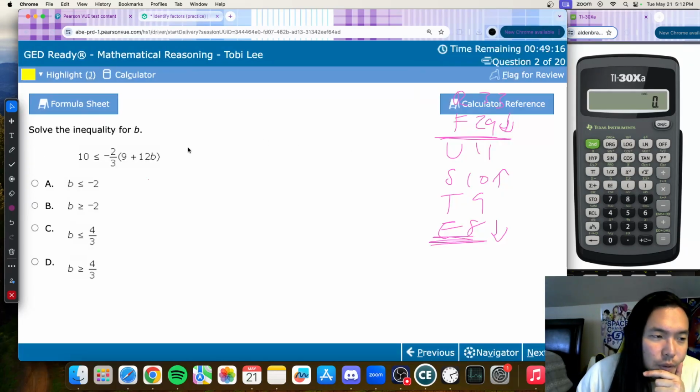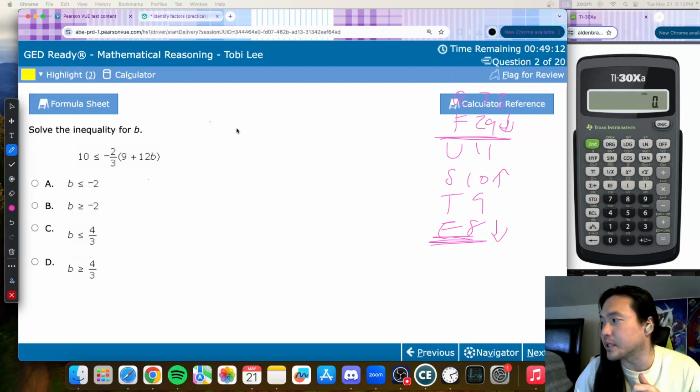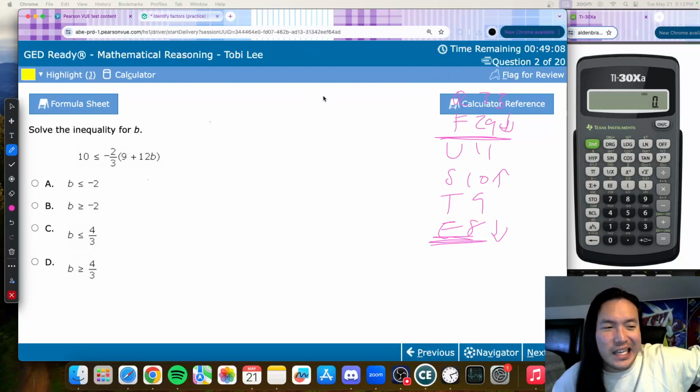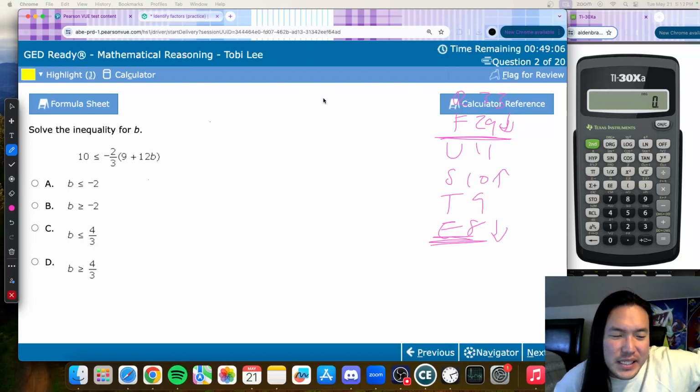Solve the inequality for B. So hopefully your algebra is looking pretty strong, right? Inequalities, you can treat them basically exactly like equations, except for one key difference. That key difference is when you multiply or divide by a negative number, you need to flip the sign of the inequality, right? So definitely it's a good idea to just follow along step by step.